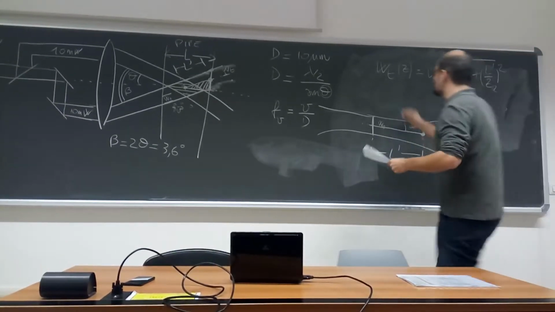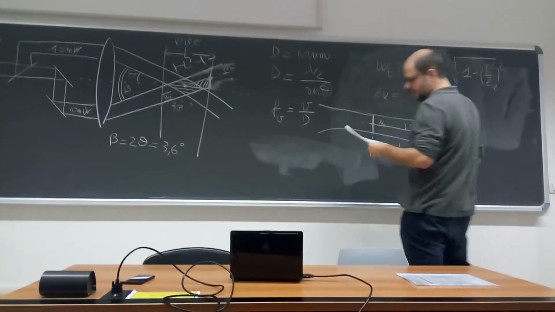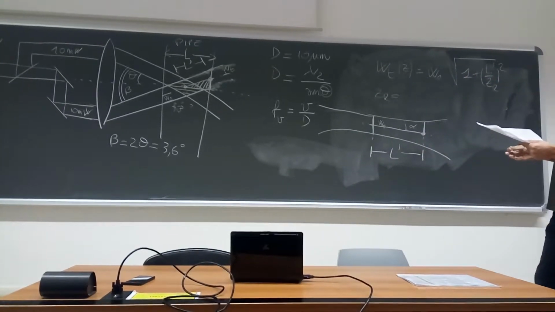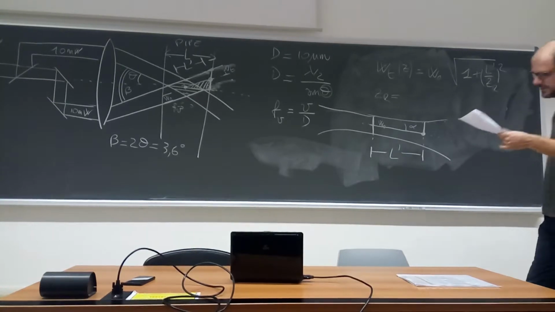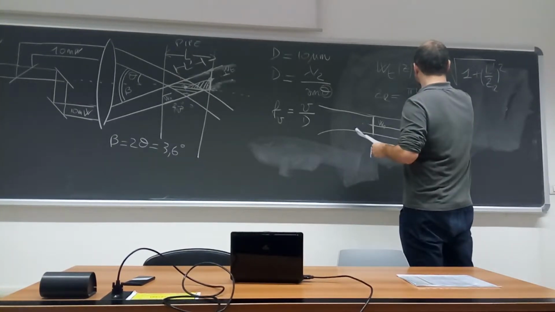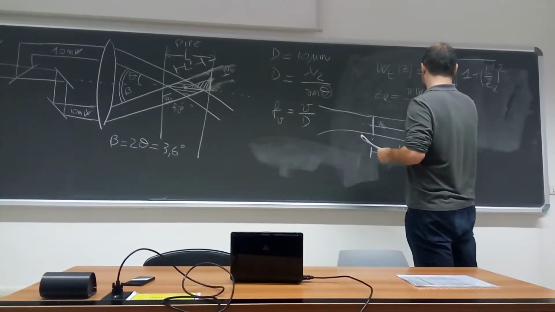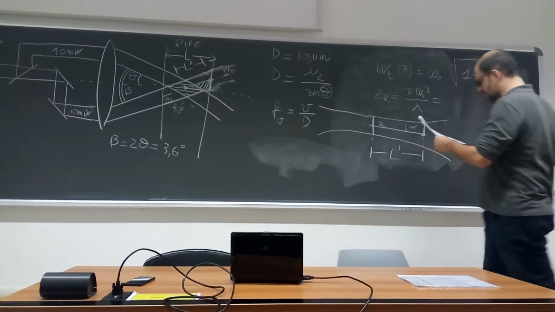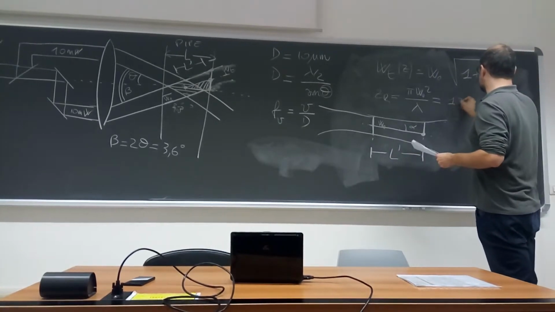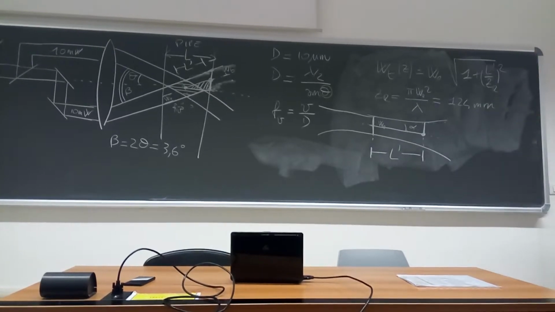And so let's evaluate what the Rayleigh distance is in this geometrical condition. Let's see. This is pi W0 squared divided by lambda. Okay, this is the wavelength. And this is a pretty huge Rayleigh distance because this is in the order of millimeters. Okay? Sorry, hundreds of millimeters.